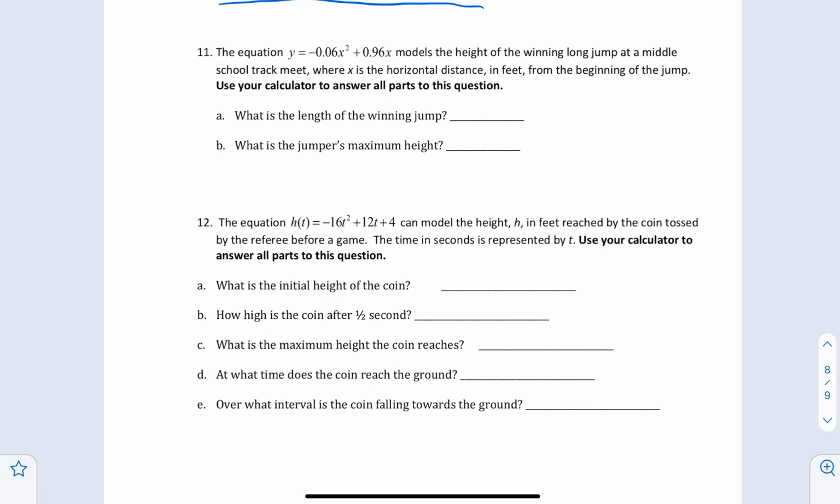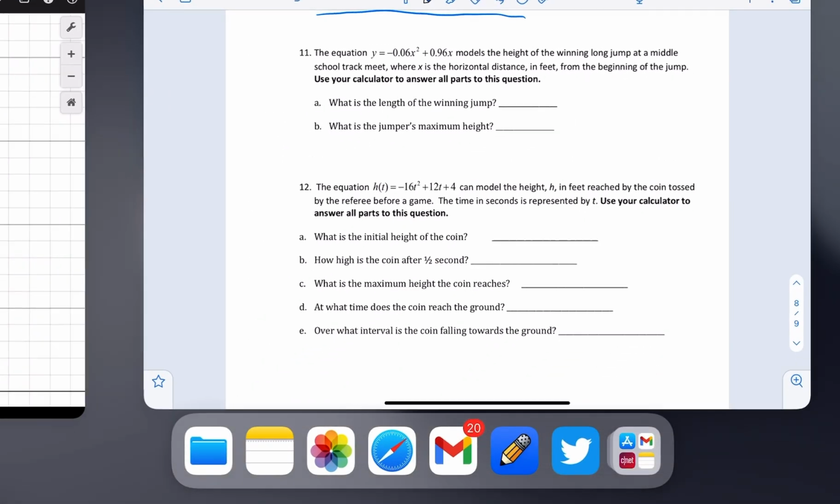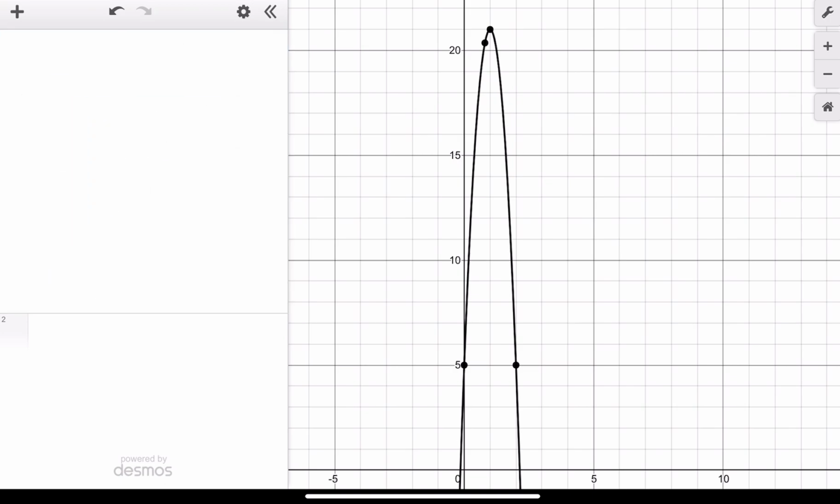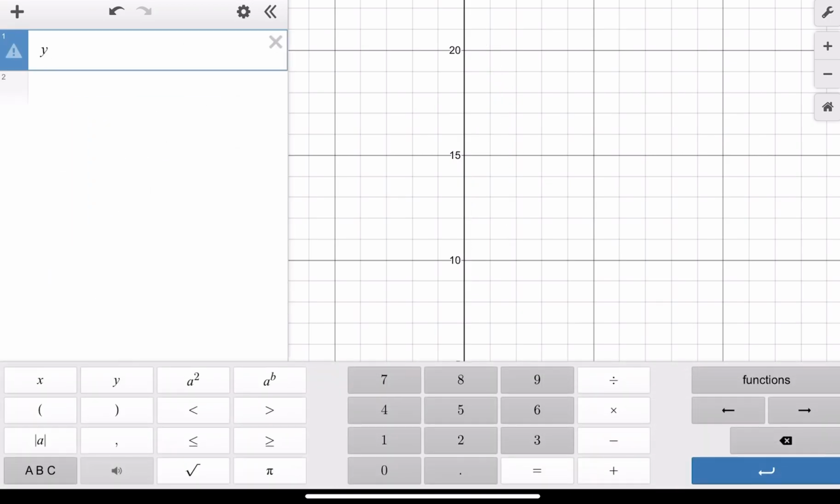I'm given an equation, negative 0.06x squared plus 0.96x, and it models the height of the winning long jump at a middle school track meet, where x is the distance in feet from the beginning of the jump. So I've got horizontal distance and vertical distance. I'm just going to go ahead and graph it, so that way I can see what we're talking about here.